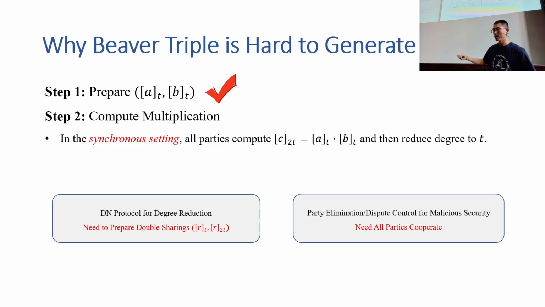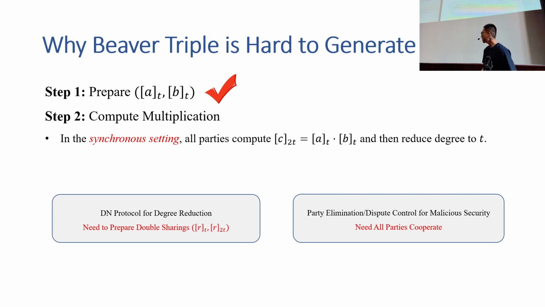And to this end, we need two techniques. The first one is double sharing, which are two sharings of the same random value R, but one has degree T and the other one has degree 2T. And the second one is the party elimination framework. Basically, the degree reduction step can easily go wrong, so you need to figure out which party does not follow the protocol.